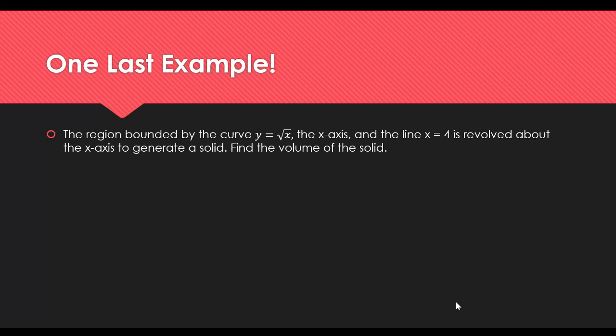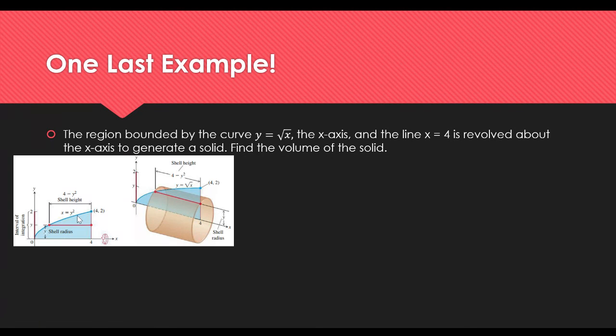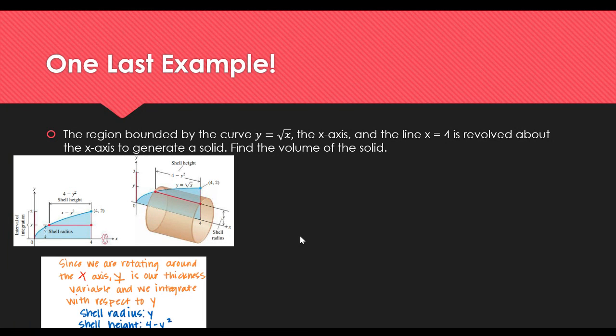One more example. This is actually the exact same problem we just did. We are rotating the curve y equals square root of x, which is bounded by the x-axis and the line x equals 4, but now we're going to revolve it around the x-axis. So this time, instead of going around the y-axis, we're going around the x-axis. And so our cylinders are going this way. Since we're going around the x-axis, y is now our thickness variable. And so now my shell radius is y, and my shell height is 4 minus y squared.